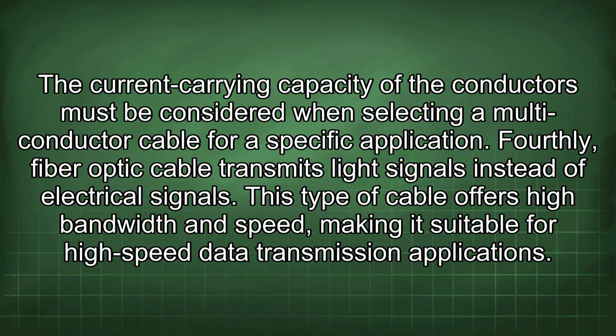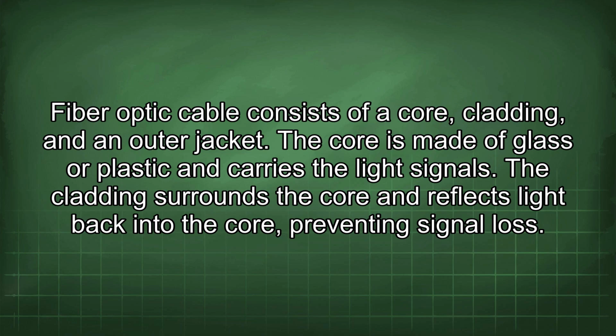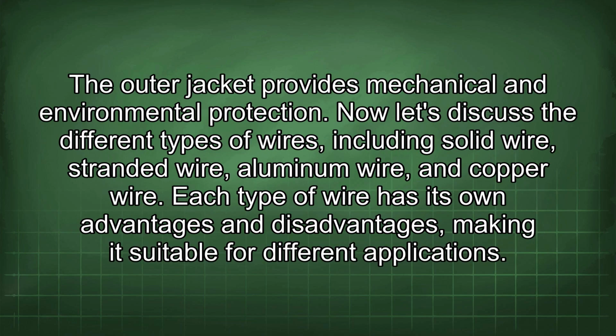Fourthly, fiber optic cable transmits light signals instead of electrical signals. This type of cable offers high bandwidth and speed, making it suitable for high-speed data transmission applications. Fiber optic cable consists of a core, cladding, and an outer jacket. The core is made of glass or plastic and carries the light signals. The cladding surrounds the core and reflects light back into the core, preventing signal loss. The outer jacket provides mechanical and environmental protection.